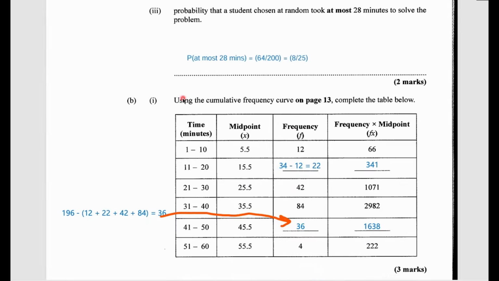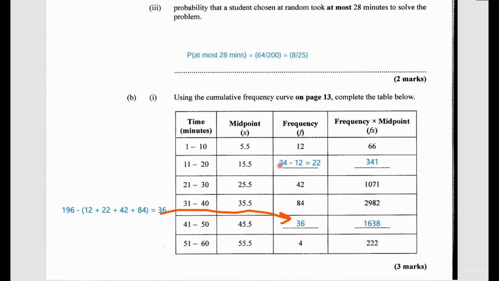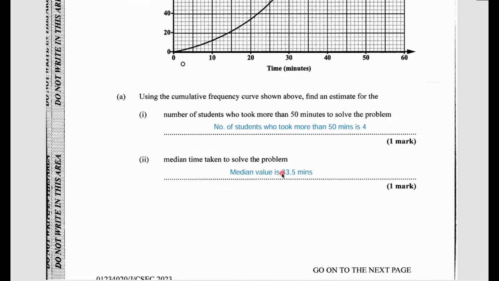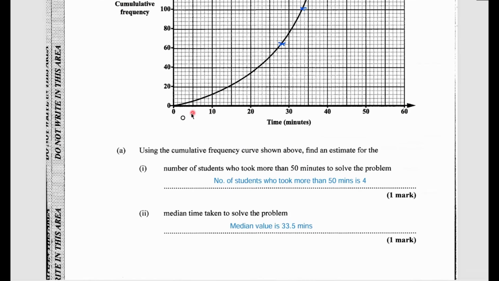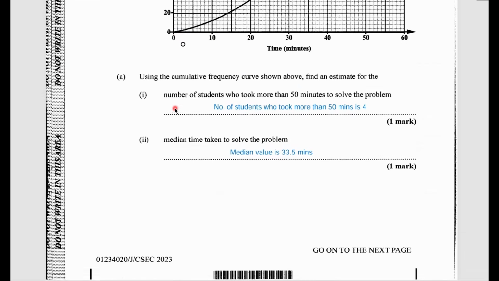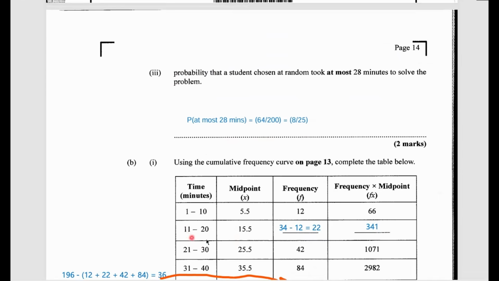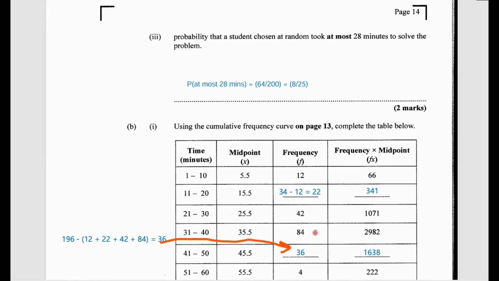So I get 34. And the thing is that 34 will represent 20 and less. Now, remember, they want 11 to 20. So if you have 12 people, it was 1 to 10, and 34 was 1 to 20, essentially. You subtract 12 from 34 and you get 22. Some students may make the error of putting 34, but that's incorrect. You have to subtract 12 from it and you get 22.